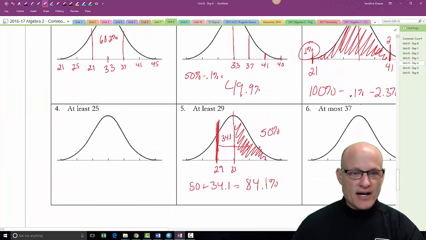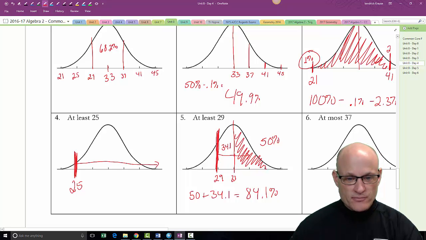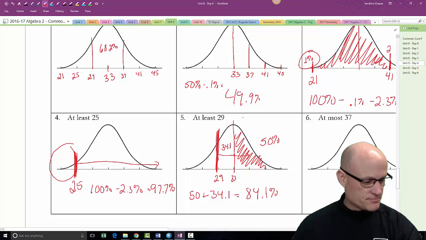At least 25. All right, so 25 is here. And that's all of this. Now, I don't like doing that. I'm just going to do 100 minus this piece. So that's 100%. Minus 2.3%, which is, what is that, 97.7%.